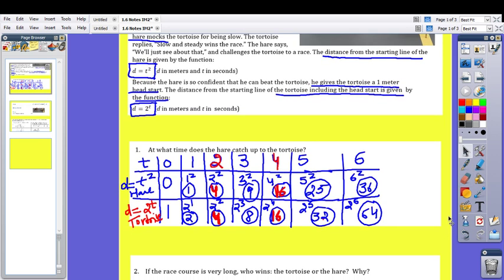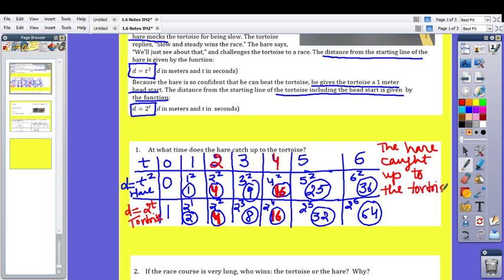So the answer to our prompt, at what time the hare catches up to the tortoise, is this. So let's write down: the hare caught up to the tortoise after 2 seconds and 4 seconds. Okay. Now let's do the second prompt.